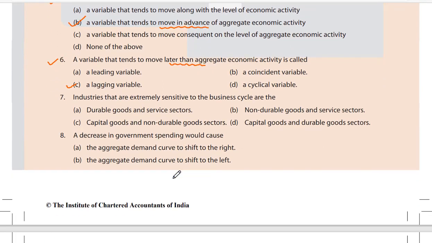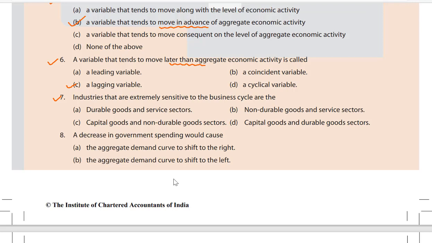Question 7. Industries that are extremely sensitive to the business cycle are the A. Durable goods and service sectors. B. Non-durable goods and service sectors. C. Capital goods and non-durable goods sectors. Or D. Capital goods and durable goods sectors.